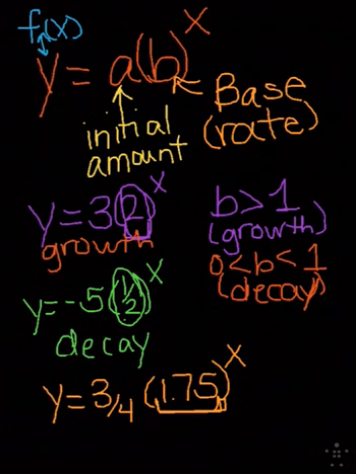So when we're doing this one, we look at it. 1.75, is that between 0 and 1? No, it's greater than 1, right? So this is going to be what we call exponential growth. It will model exponential growth, okay? So here are some word problems that you may see that represent that.